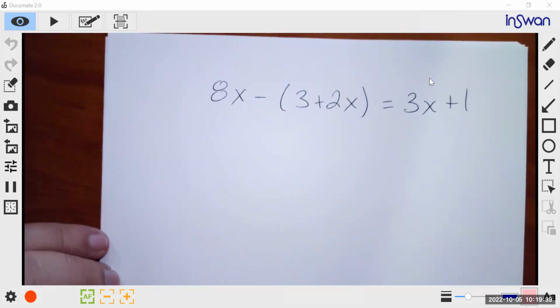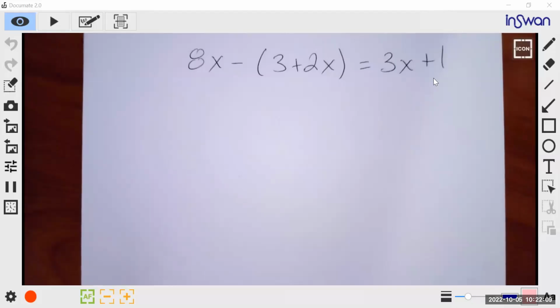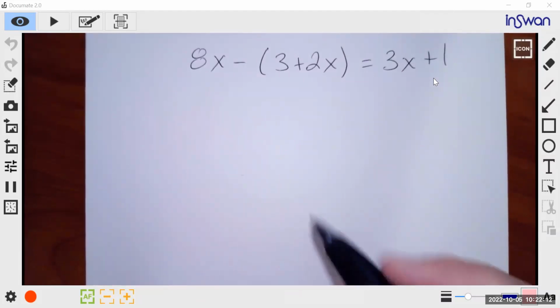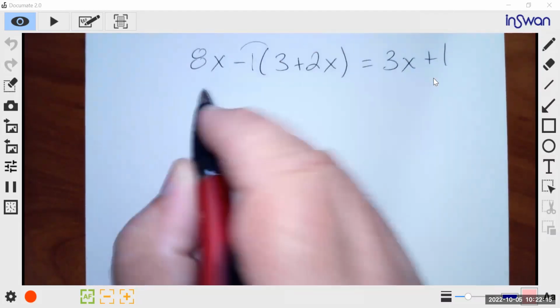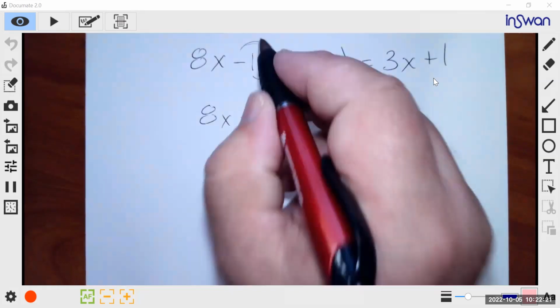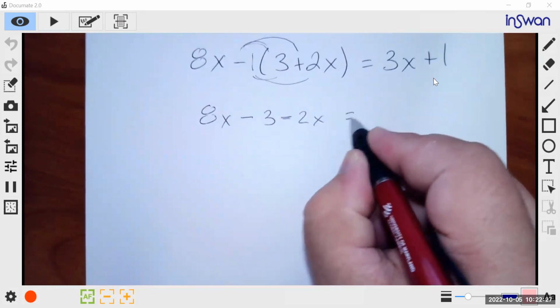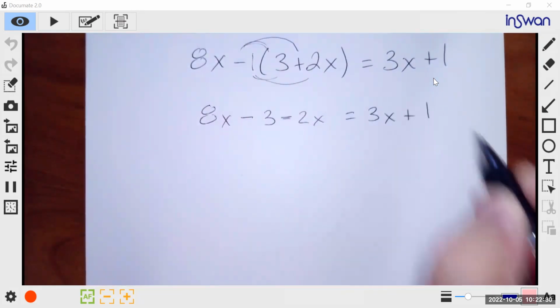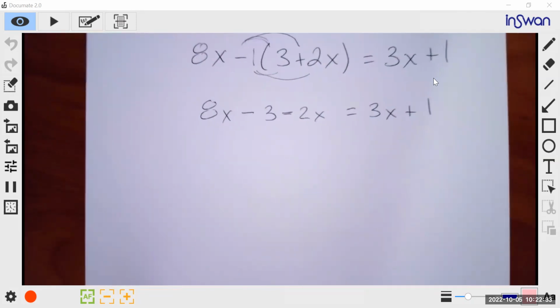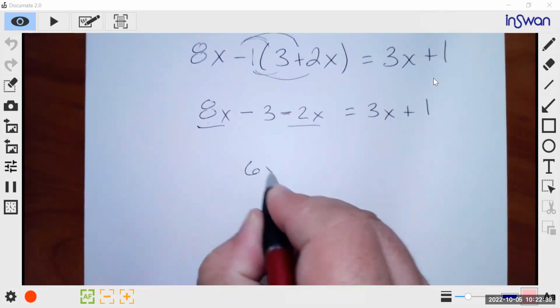8x minus, in parentheses, 3 plus 2x, close, equals 3x plus 1. Get rid of the parentheses first. So this is a 1, negative, so we have 8x. Negative times positive is negative. 1 times 3 is 3. Negative times positive is negative. 1 times 2 is 2x. Equals 3x plus 1. Whenever you get rid of parentheses, combine like terms. 8 minus 2 is 6x.